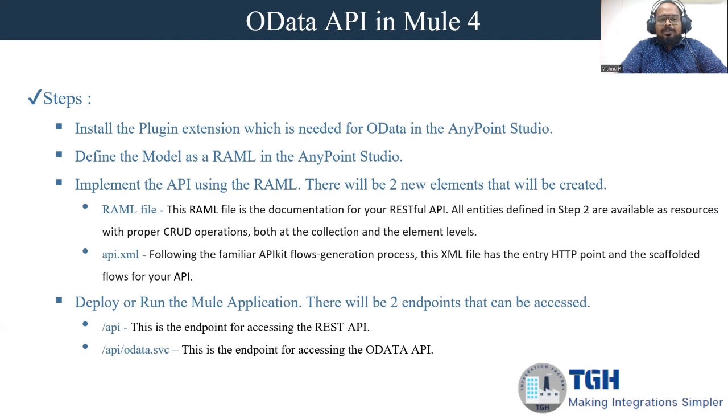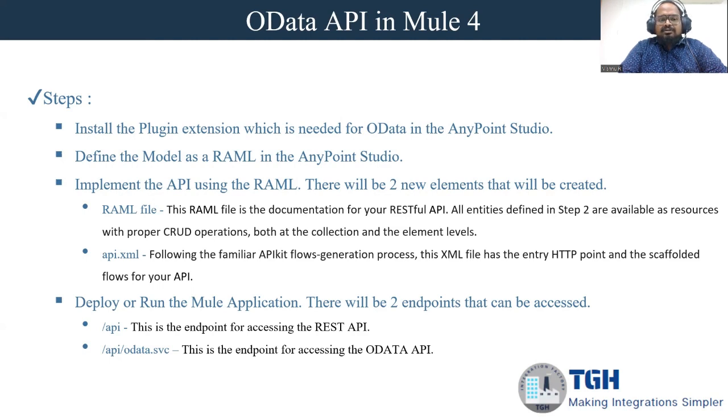While implementing the API using the RAML, two elements will be created. One will be a RAML file. This RAML file is a documentation for the RESTful API. Whatever entities we have defined in the model will be available as resources with proper CRUD operations, both at the collection and the element level. Then we will have an API.xml, which is similar to our flow.xml, that will create a flow by using the API key. It will have an entry point, that is the HTTP entry point. And there will be different flows that will be scaffolded according to the model we have defined.